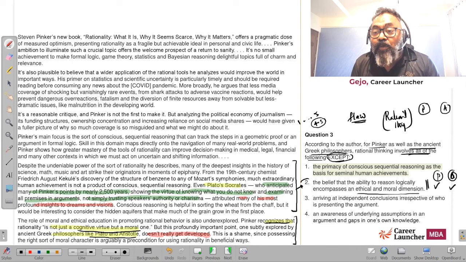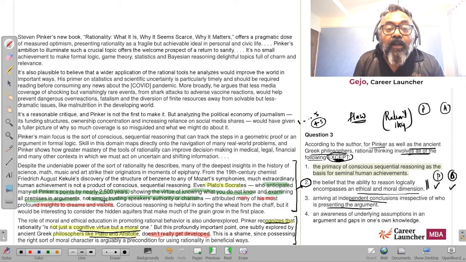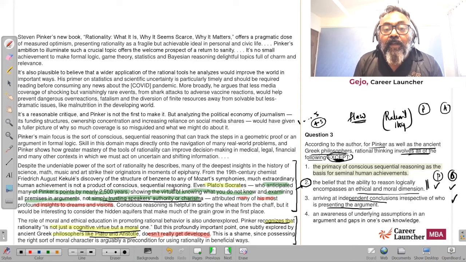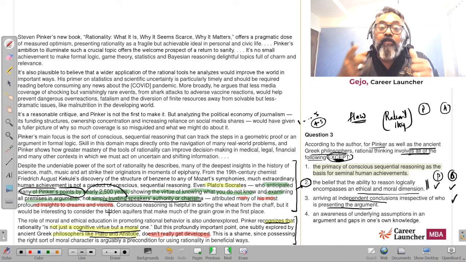Okay, so we are looking for something that is not okay. So this is okay: arriving at independent conclusions, irrespective of who is presenting the argument. Not trusting the speaker or the authority of charisma is definitely true for the Greek philosophers. For Pinker, it's not explicitly stated here. But it says these are many of Pinker's points, and that they anticipated many of the points, including showing virtue, showing this, showing that. So one can infer that this is also Pinker's point. So you would say yes to that as well.